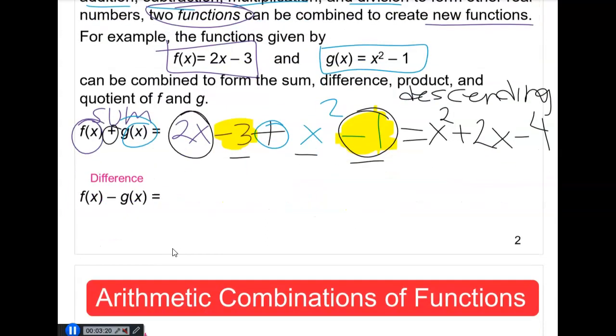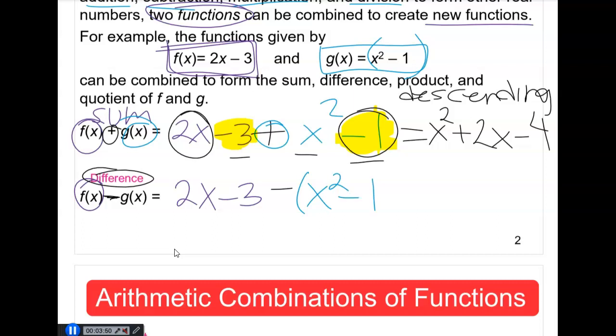So the next one is the difference of the two functions. So first I'm going to write down function f, which is 2x minus 3. I'm taking that from here. And then I need a minus, because we're looking for the difference. So minus. And now for function g, which is a two-term polynomial, we are going to use parentheses. It's very important that you do use parentheses, because if you don't, you may forget that you're actually subtracting the whole expression, not only the x squared. So then you have to distribute the negative sign like this.